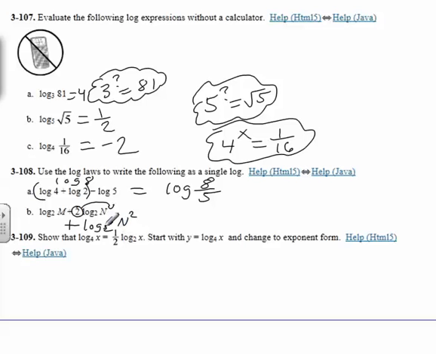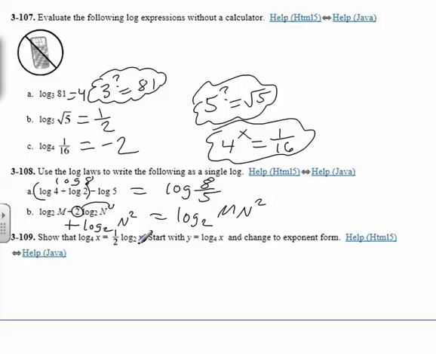Now we're ready to put these two together. It's kind of like order of operations. You always need to deal with things that have exponents first, and then we'll do the adding and multiplying. So adding indicates multiplication according to our rules, so we end up with log base 2 of m times n squared.